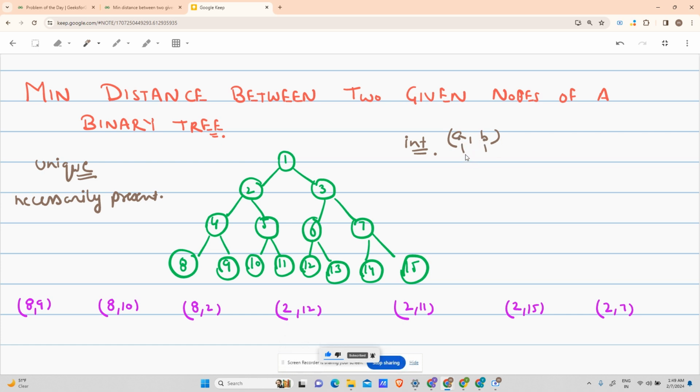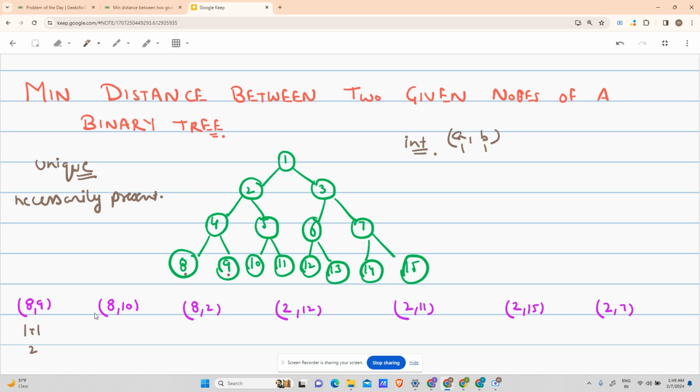and then find the minimum distance between a and b. For example, if I consider a and b as 8 and 9, I can locate that 8 is here, 9 is here, right? So to move from 8 to 9, how many steps will I have to take? I will have to go from 8 to 4 and then 4 to 9. That is 2 steps, right? 1 plus 1 gives me 2 steps.